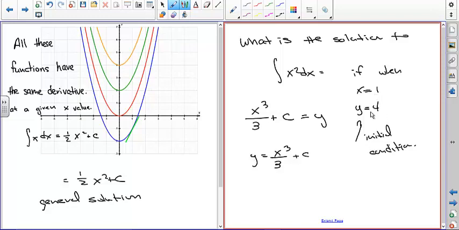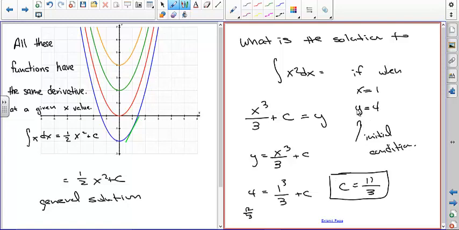So then all you have to do is plug in your initial condition and figure out what c is. So for y I put in 4, for x I put in 1, and if I solve for c I'll get 11/3, because this is 12/3, and I subtract 1/3, I get 11/3.